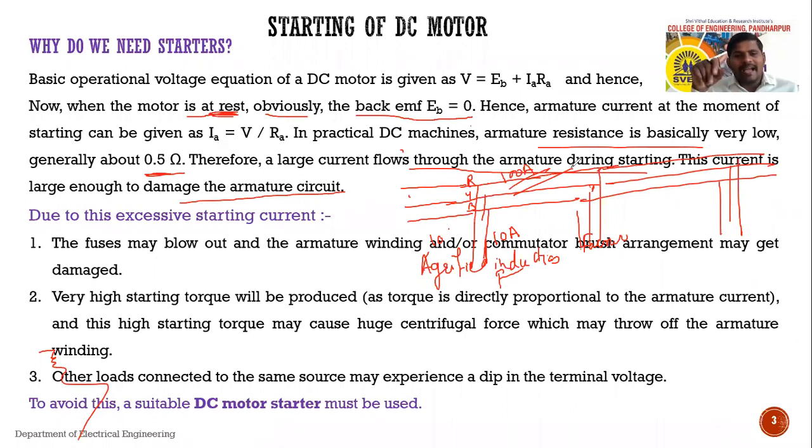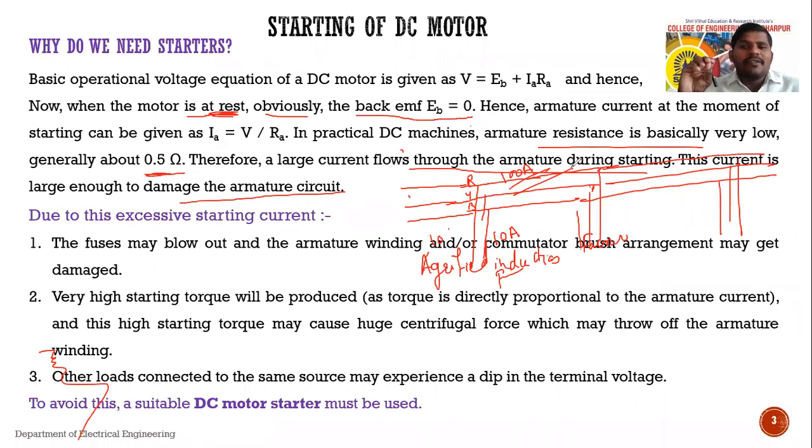The machine kya hota, damage hota. But due to this huge amount of current, another equipment which is connected in parallel on that line will also get damaged. All of you clear this sentence?